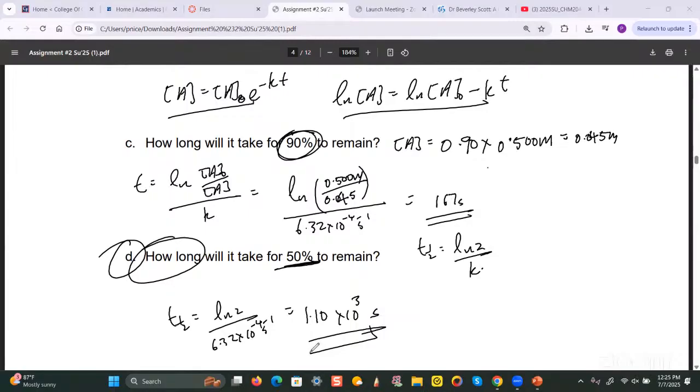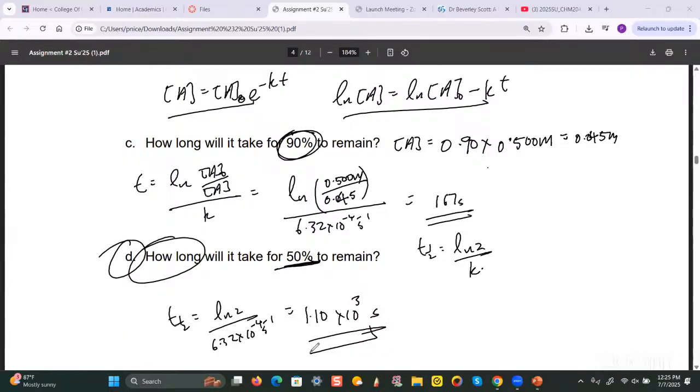Right? Any questions about this? Yes, sir. The survey said I got 1.10 times 10 to the negative 5. Okay, let me do this again. You're probably right. Come to think of it. Let me see here. ln2 divided by 6.32 times 10 to the minus 4. No, I got 10 to the 3.